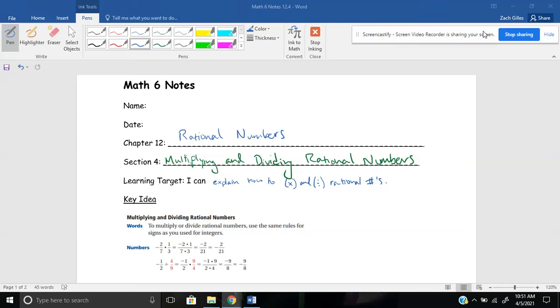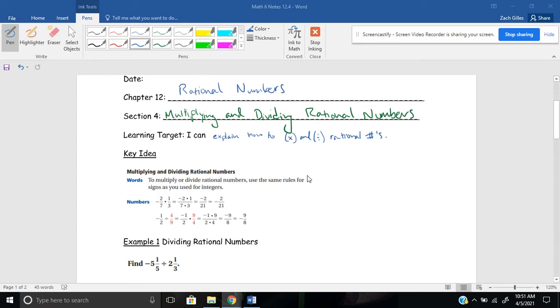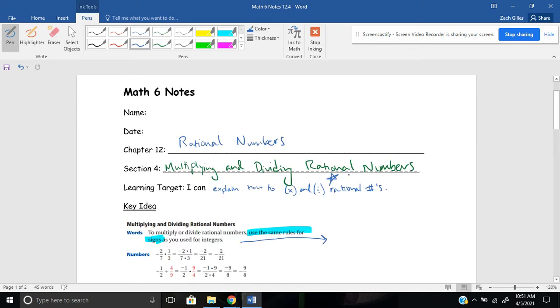Hello everyone, welcome to 12.4 where today we will talk about multiplying and dividing rational numbers. Remember that when we talked about multiplying and dividing integers just last chapter, we had a set of rules that we used. And when we multiply and divide rational numbers, we use the same rules for signs as you would use for integers. So if you remember, let's just recap those rules.